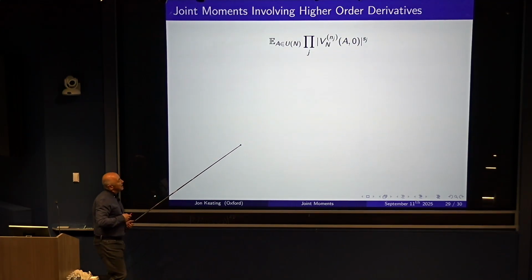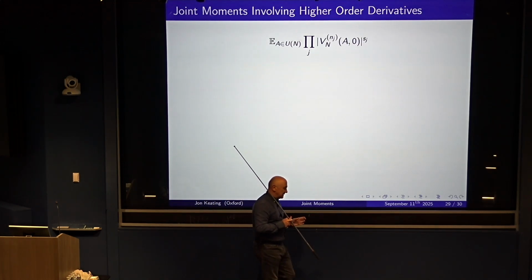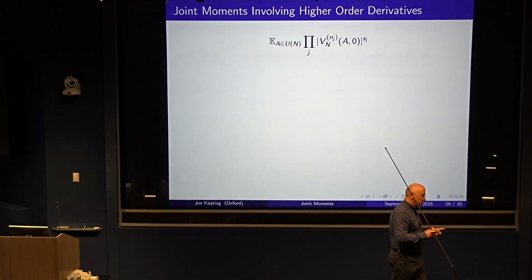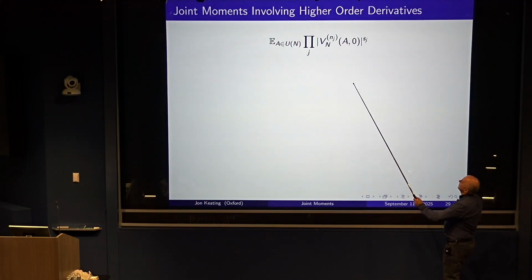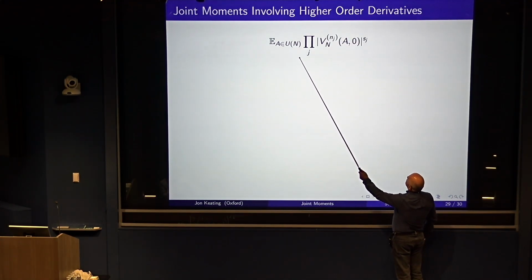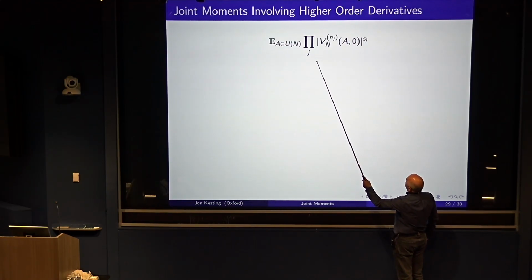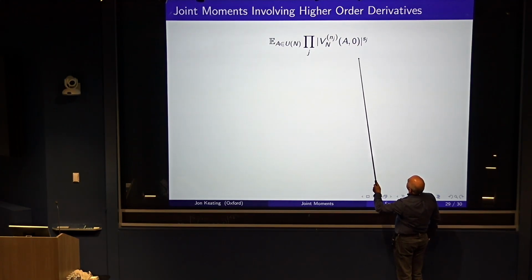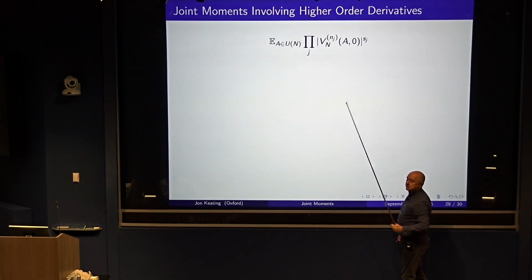And I want to switch to a different question. So far I defined the joint moments in terms of absolute values of the characteristic polynomial and its derivative. What if you have higher derivatives in there? What if, in random matrix theory, I'm interested in the expectation value of a product of absolute values of arbitrary derivatives of the characteristic polynomial, symmetrized, to arbitrary powers?